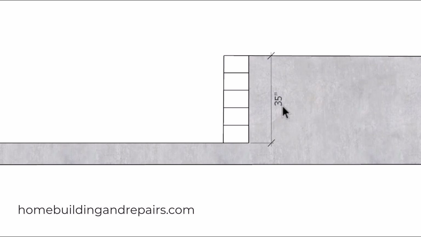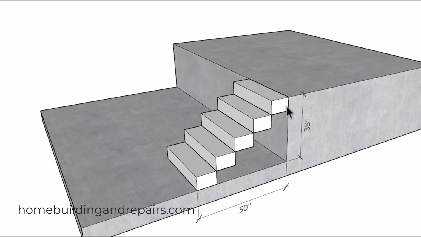Now, if I divide 7 into 35, I'm going to get 5 separate risers, which means I'm going to have 4 steps. We're always going to have one less step than the total amount of risers. So don't get confused by looking at this one here. This one here just simply represents an extension of the floor.